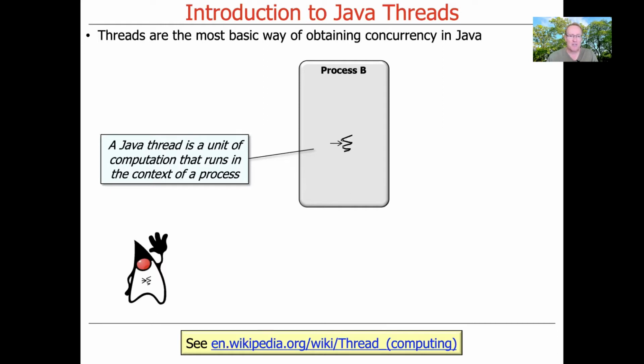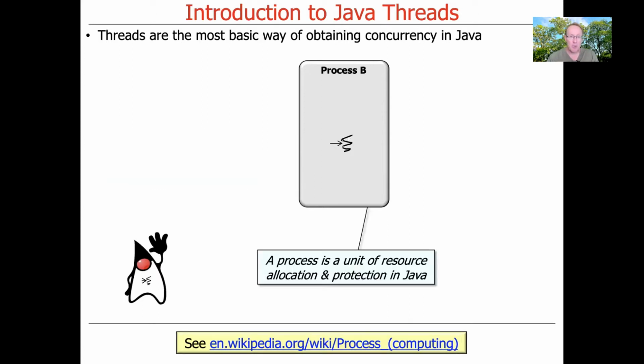In their most basic form, a thread is a unit of computation that runs in the context of something called a process. And we'll talk about what a process is. We'll talk about what a thread is. It's good to know those things because they also have a habit of showing up on quizzes. So keep in mind, a thread is a unit of computation. That means it can run instructions. A process, in contrast, is a unit of resource allocation and protection.